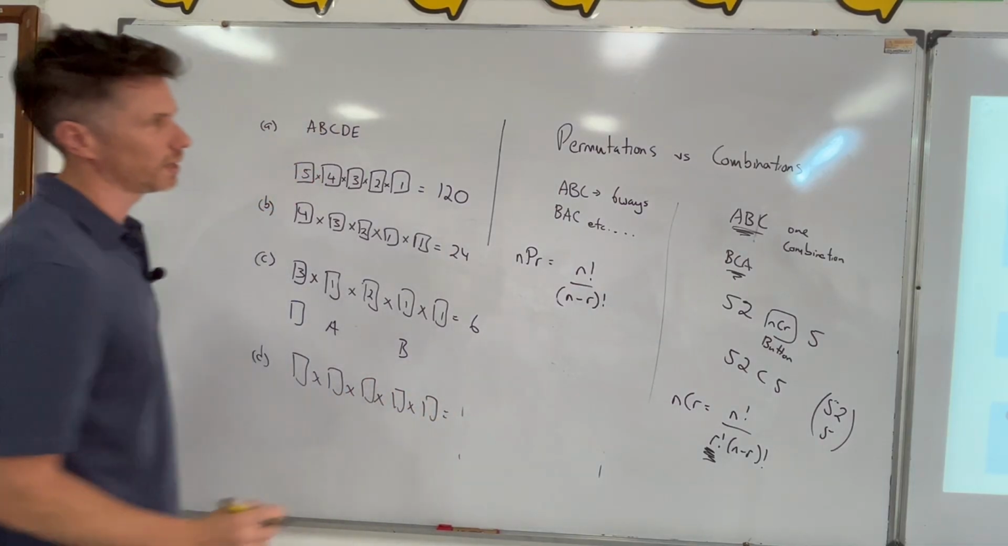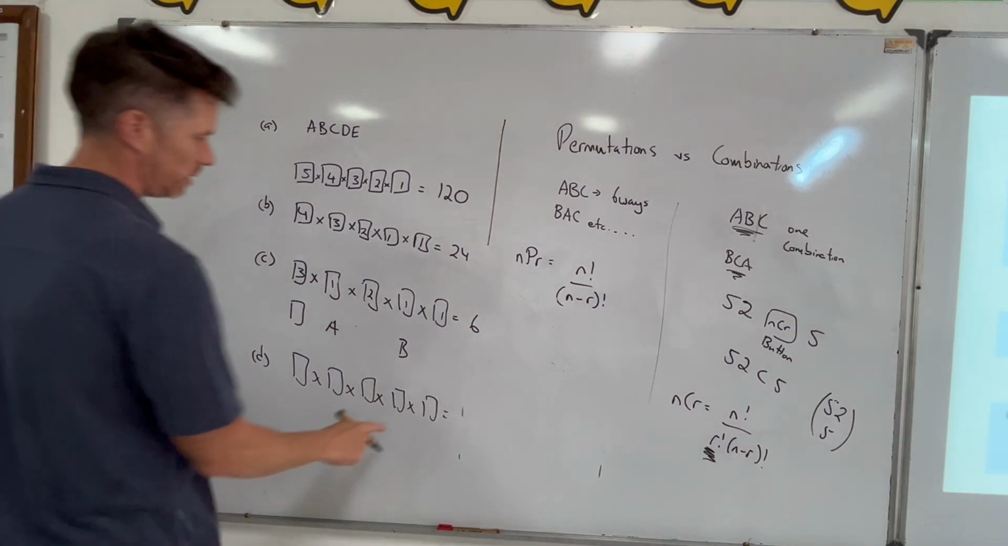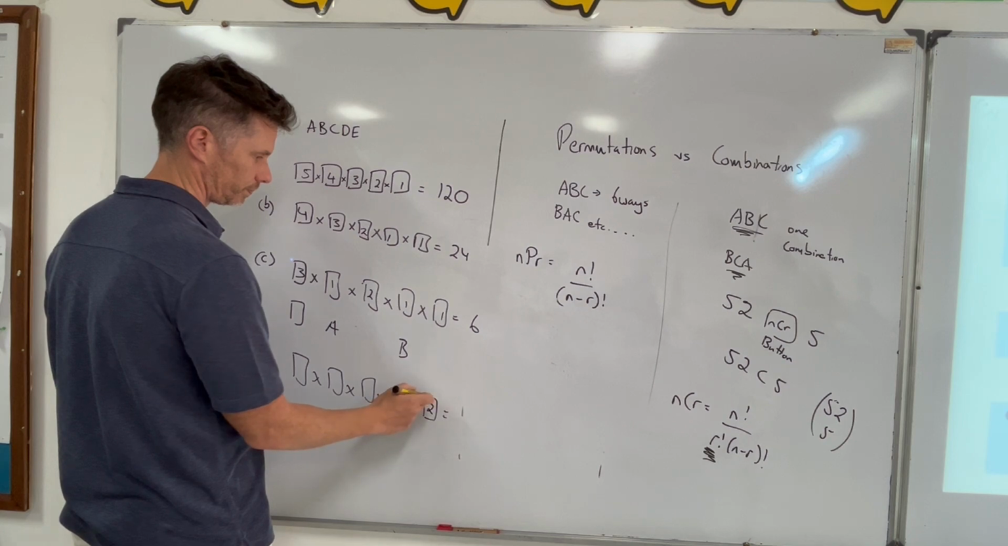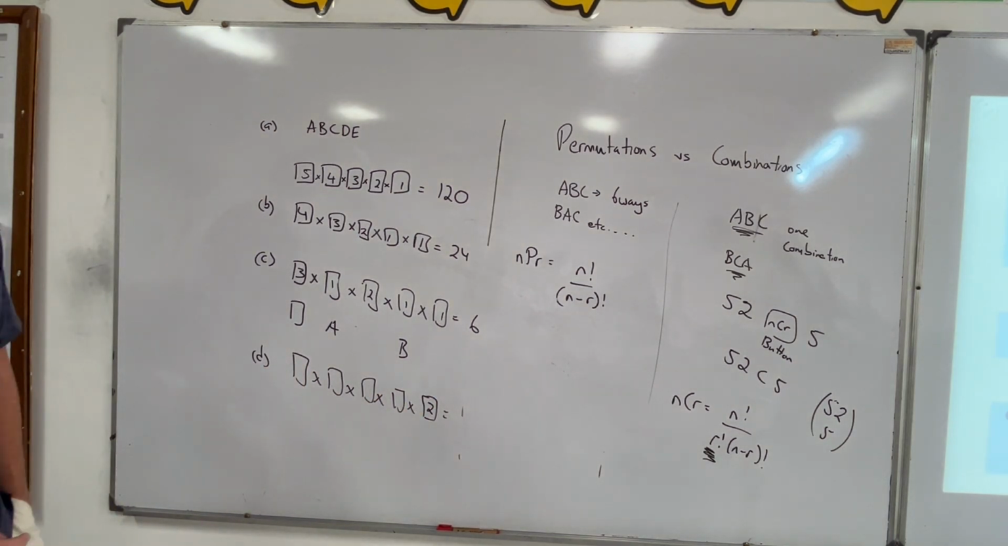Okay, the last one then. How many permutations end with a vowel, A or E? So if they end with a vowel, how many different options do I have for the last box? 2. And 2 in the beginning as well. Begin and end with vowel.